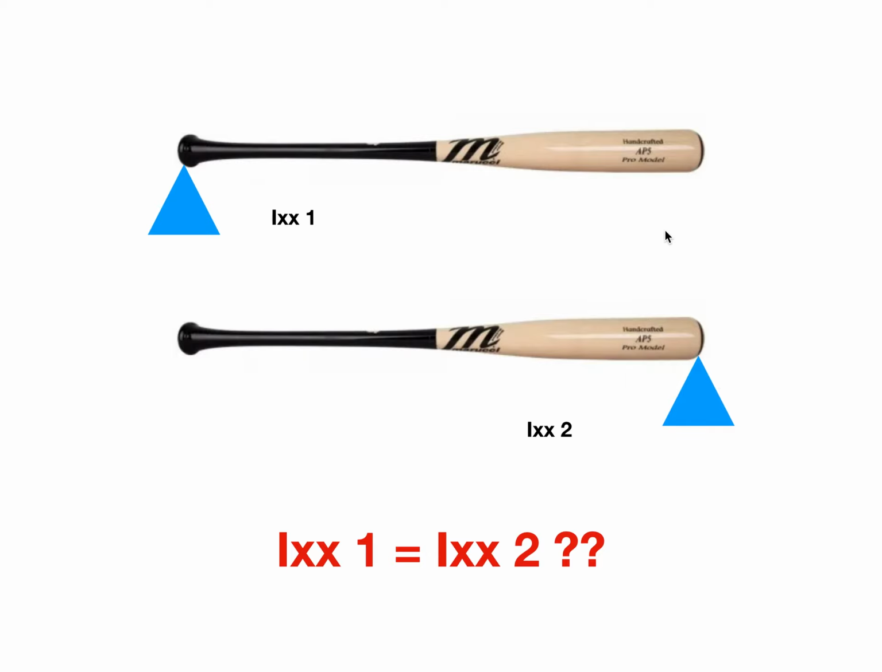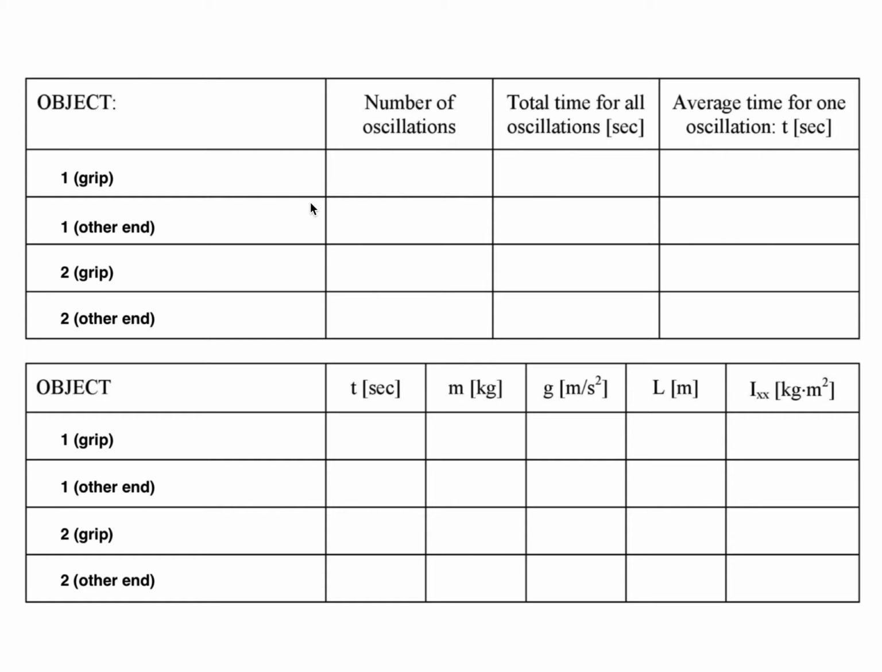That's the first concept. Okay, so here's the table for today's lab. We have two objects. One is a baseball bat, two is a racket. And we're going to hang the object at the grip and at the other end. And we're going to have 10 complete oscillations, or 10 complete swings. We're going to record the total time for 10 oscillations and calculate the average time for one oscillation. That'll be the T, right? That means how much time you need for one complete swing. And then we're going to put the T here. And here's everything you need for the equation, right?